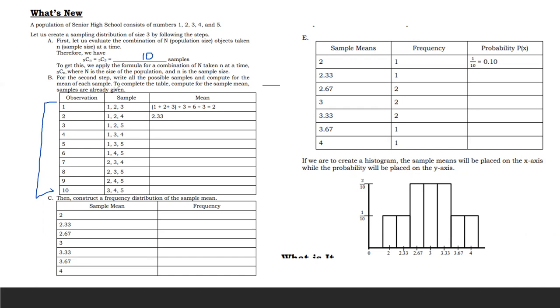So, ang gagawin lang natin after finding that sample is to identify its mean. Nakuha natin ang mean ng 1, 2, 3: 1 plus 2 plus 3, that will be 6, divided by 3, dahil tatlo sila, that will be 2. Ang 1, 2, 4: that's 1 plus 2, 3, plus 4, 7. 7 divided by 3, that's 2.33. Let's continue with the others. Then 1 plus 2 plus 5, that will be 8. 8 divided by 3, that will be 2.67.